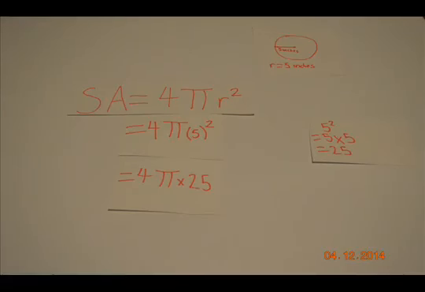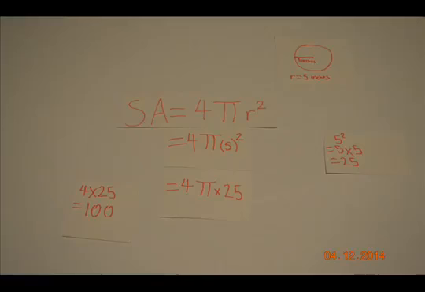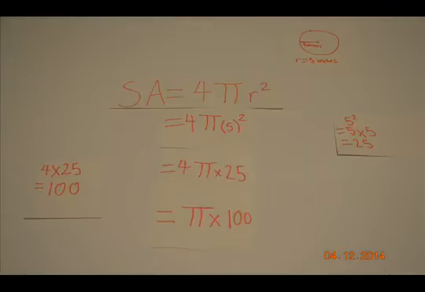Now the next part, you can either multiply pi by 25, or you can multiply 4 by 25, or you can multiply 4 by pi and then by 25. Personally, I find it easier to multiply 4 times 25, so that's what I'll show you here. 4 times 25 is equal to 100. So you would substitute that into the equation again. So pi times 100 is your next part. From there, you'd calculate pi times 100.